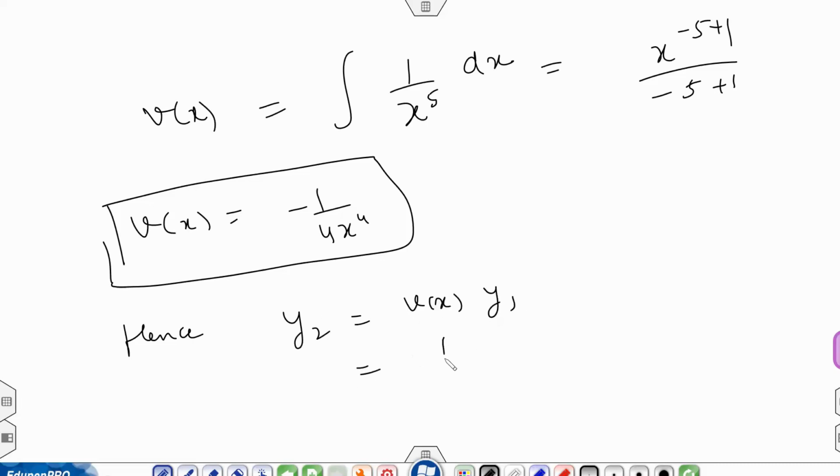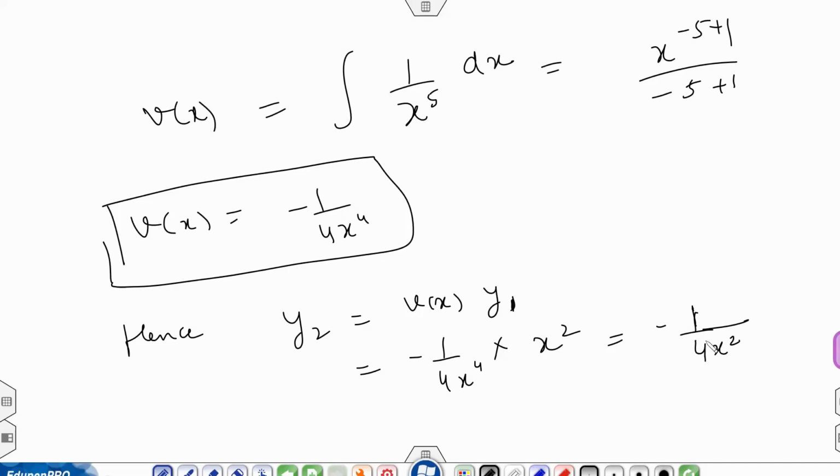So we are getting v(x) as this, and what will be our y1? y1 is already given, that is x square. So this will be equal to 1 by 4 x square. Now here see, the constant term doesn't matter because it gets absorbed in the constant.